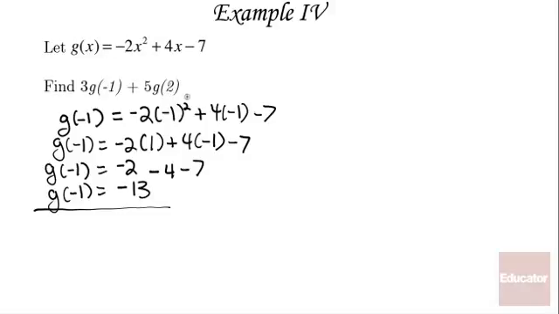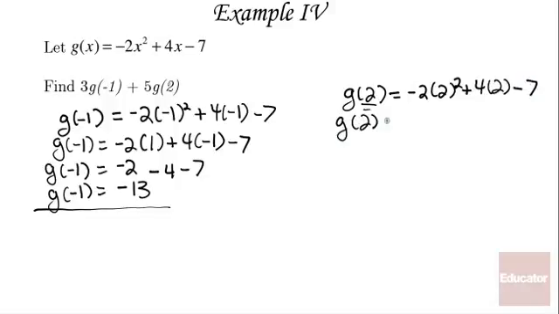Next, in order to find this expression, I need to determine what g of 2 is. So I'm going to go back and do the same thing. I'm going to substitute in this value for x. Therefore, g of 2 is -2 times 2 squared plus 4 times 2 minus 7. So g of 2 equals -2 times 4 plus 4 times 2 minus 7.